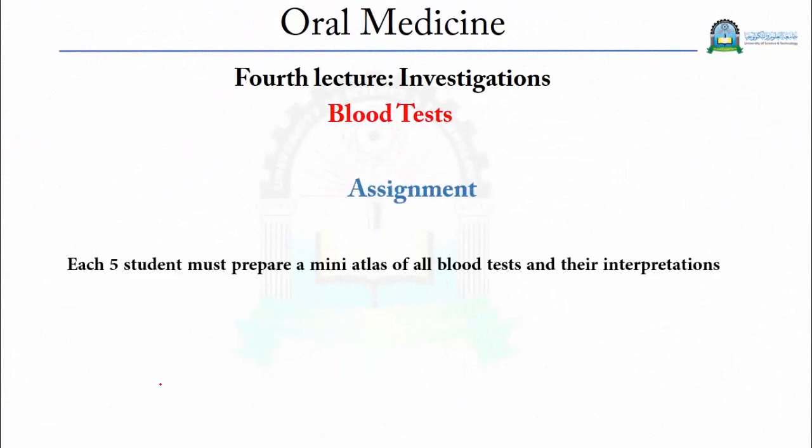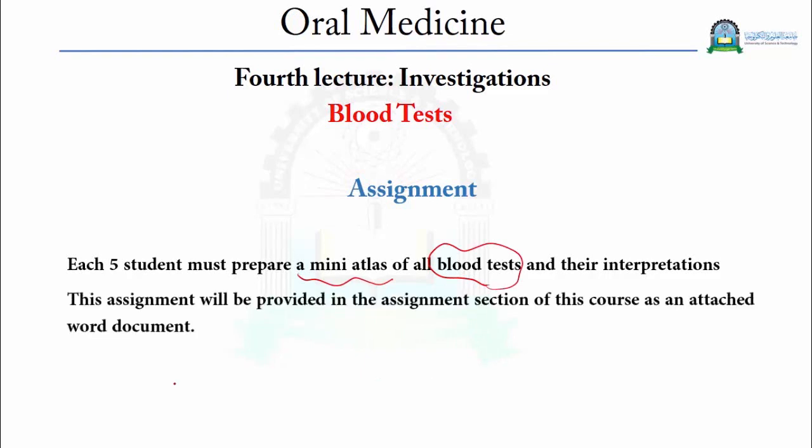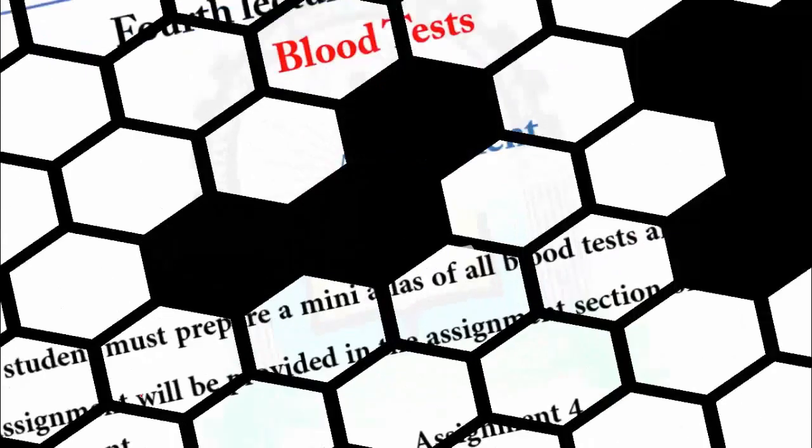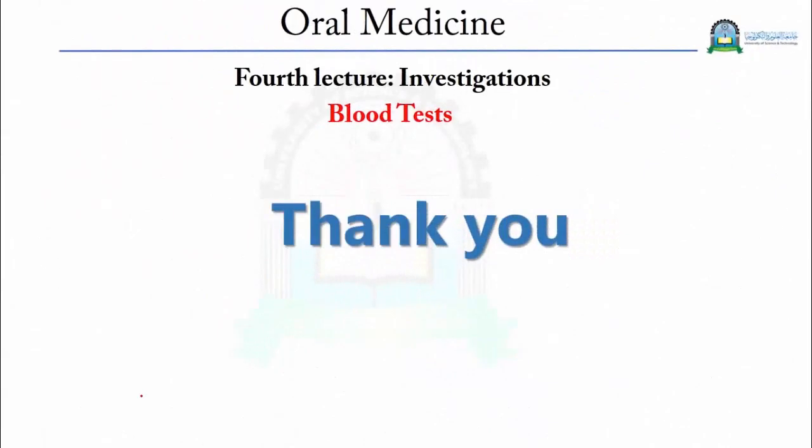The assignment of this lecture: each 5 students must prepare a mini atlas of blood tests and their interpretations. This assignment also will be provided in the assignment section of this course as an attached Word document. It will be assignment 4.